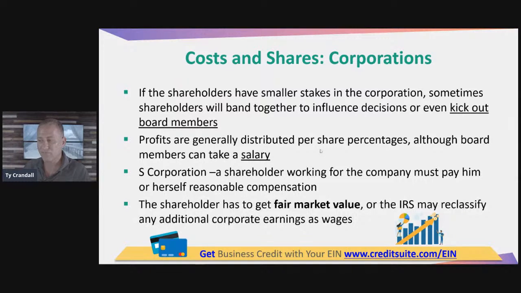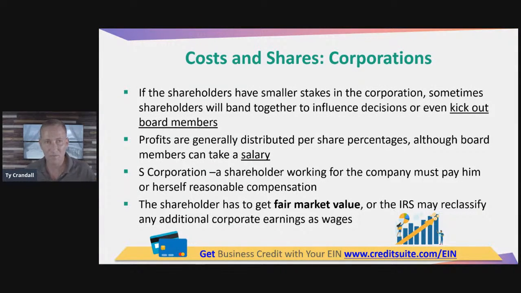Now, the shareholder has to get fair market value, or the IRS may reclassify any additional corporate earnings as wages. So again, what happens is as the business gets bigger, if you don't pay yourself, or you're paying yourself under the table, whatever it may be, it's going to be a problem. Because the IRS and the state are going to recognize that nobody there is the leader of the company that's getting paid a salary. Then they can come in and reclassify part of your income as actual wages, and you could possibly be double taxed. So you have to keep that in mind. At some point, your accountant's going to tell you your entity's getting too big. You need to make sure you're legitimately paying yourself.